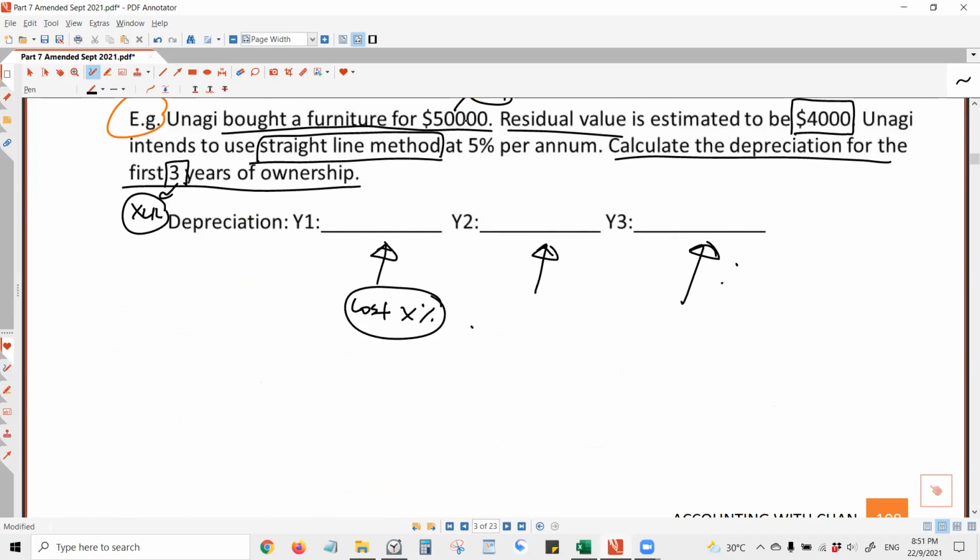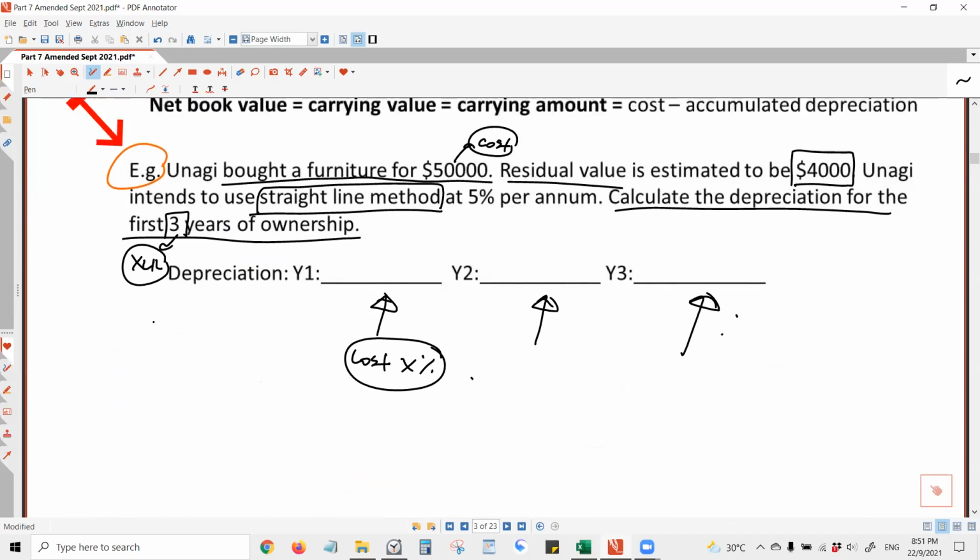So cost is how much? 50,000. What is the percentage? 5%. Equal? Then you can get the answer, right?